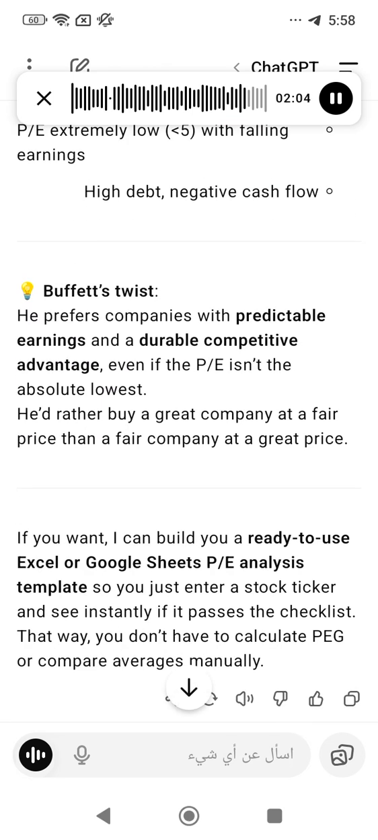If you want, I can build you a ready-to-use Excel or Google Sheets PE analysis template so you just enter a stock ticker and see instantly if it passes the checklist. That way, you don't have to calculate PEG or compare averages manually.